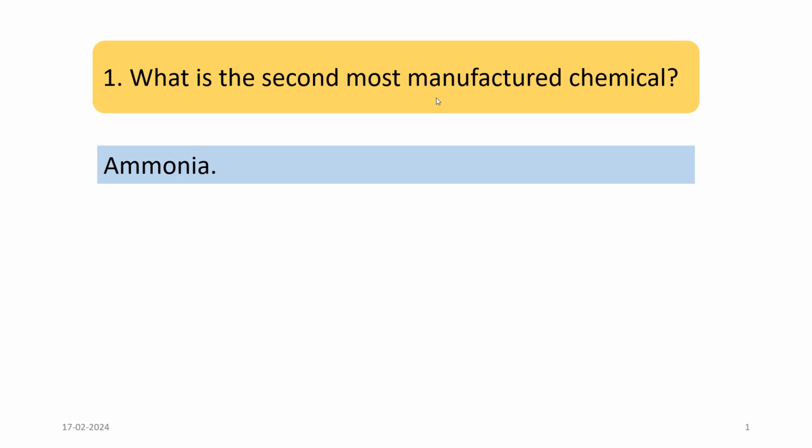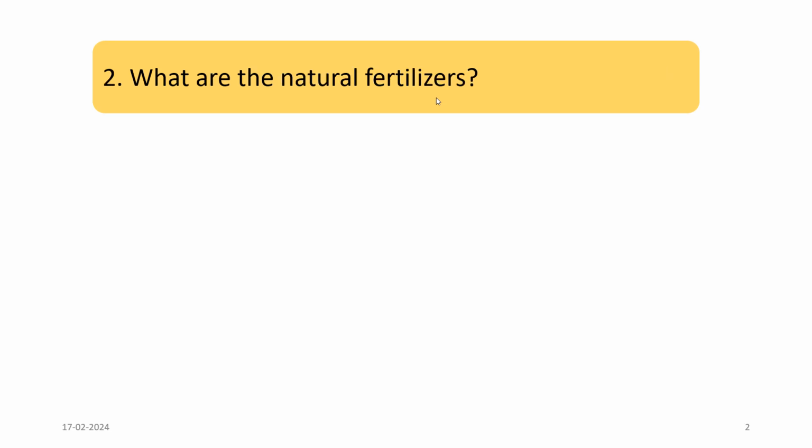So here the answer is ammonia. The most manufactured chemical is sulfuric acid and next is ammonia. Next question is: what are the natural fertilizers?